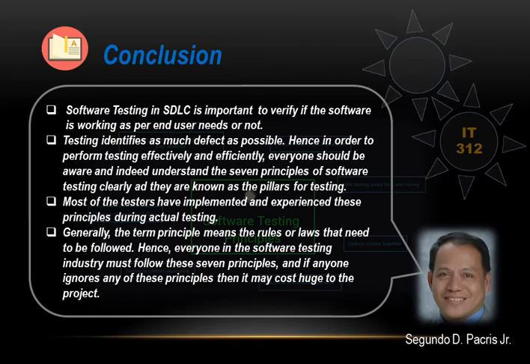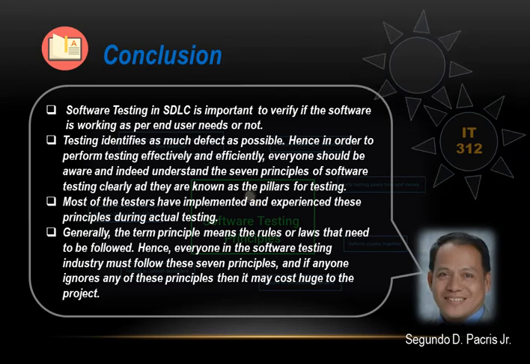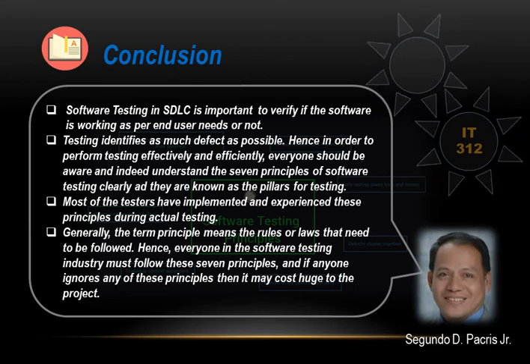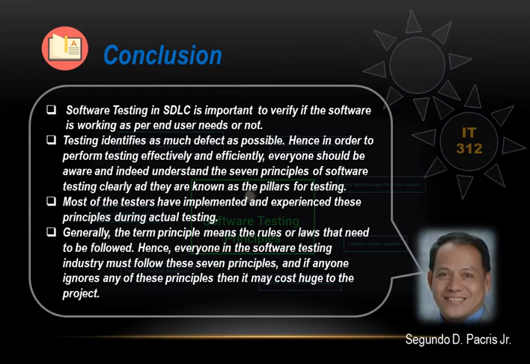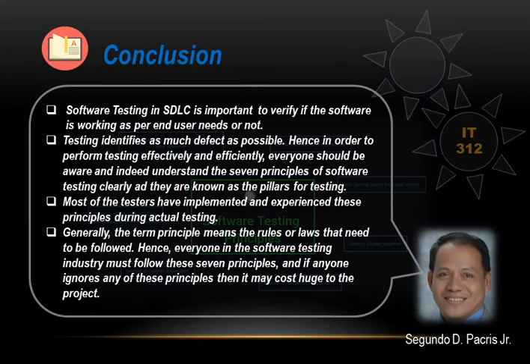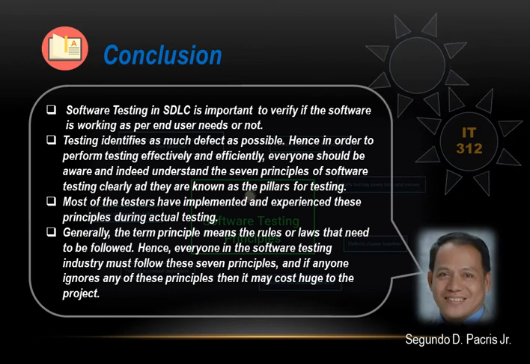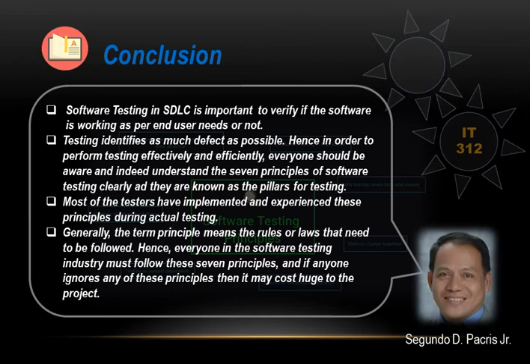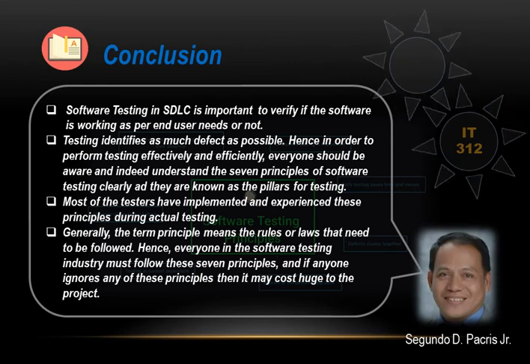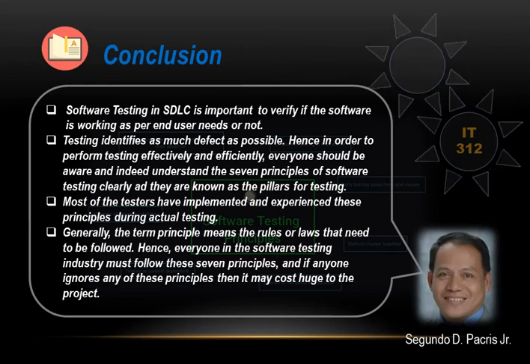Hence, in order to perform testing effectively and efficiently, everyone should be aware of and clearly understand the 7 principles of software testing, which are known as the pillars of testing. Most testers have implemented and experienced these principles during actual testing.